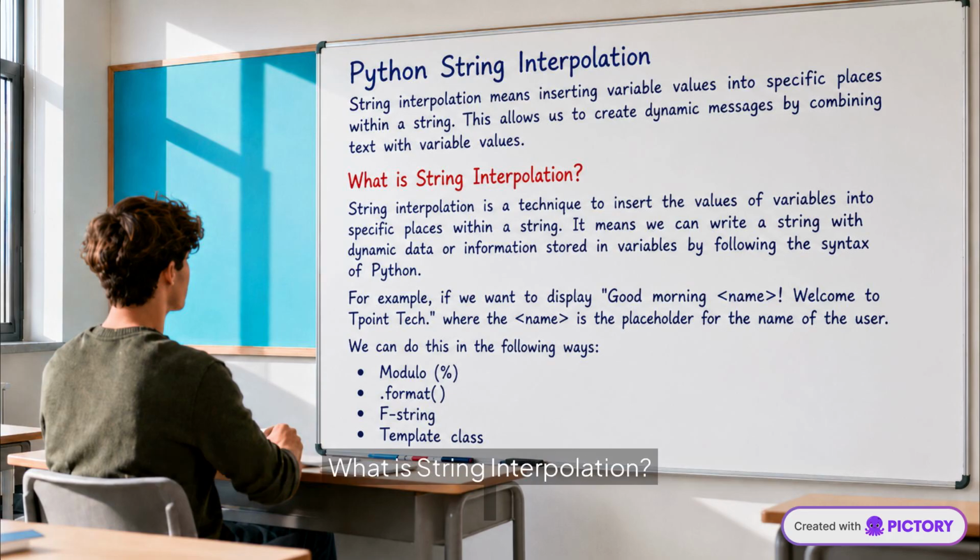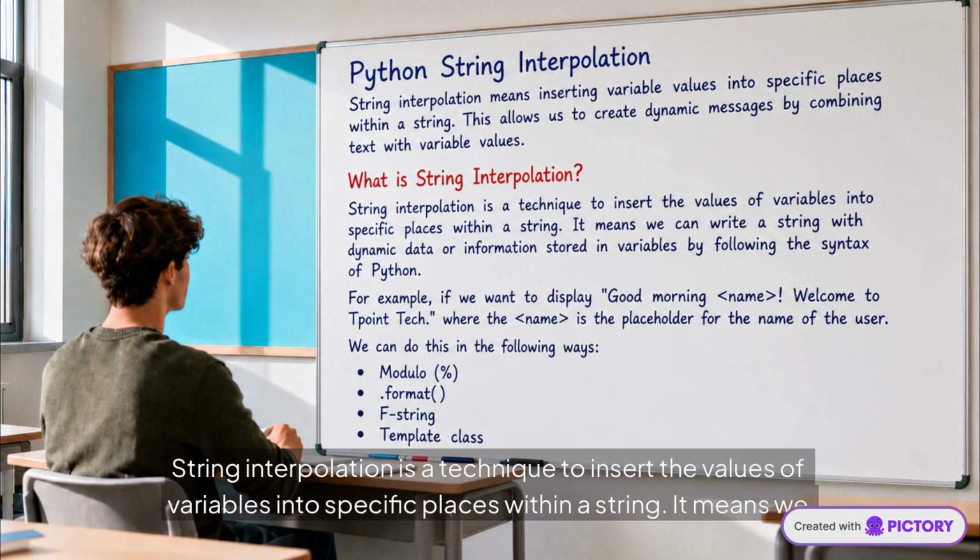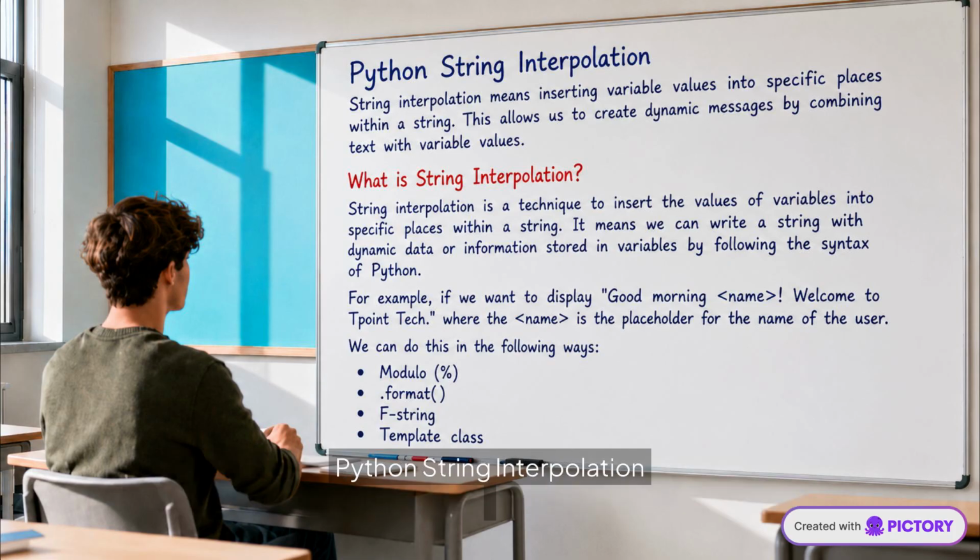What is string interpolation? String interpolation is a technique to insert the values of variables into specific places within a string. It means we can write a string with dynamic data or information stored in variables by following the syntax of Python. For example, if we want to display, "Good morning <name>. Welcome to T.Tech," where <name> is the placeholder for the name of the user, we can do this in the following ways: modulo % operator, format, f-string, Template class.